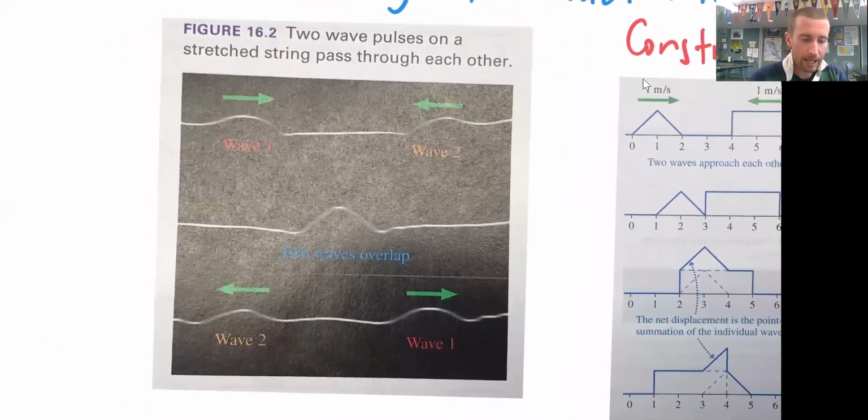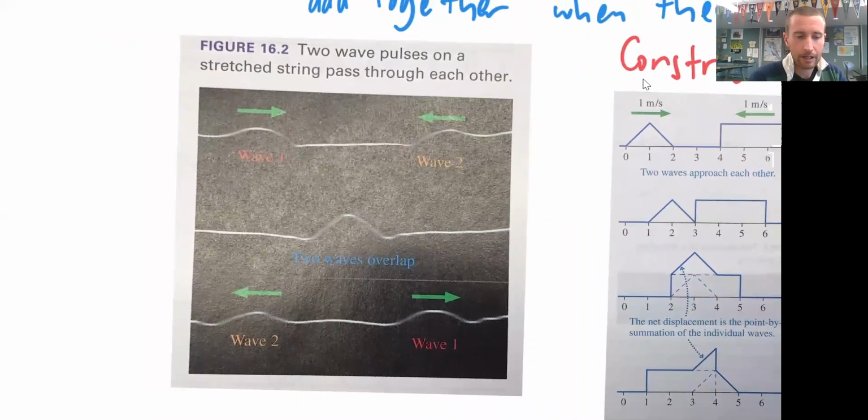We have wave number one right here, and then we have wave number two right here, and they are each moving towards each other. When they come together, you'll notice that wave number one has an amplitude of what I'll call 1, and wave number two has an amplitude of what I'll call 1. And then when they overlap, they have an amplitude of 1 plus 1 for an amplitude of 2.